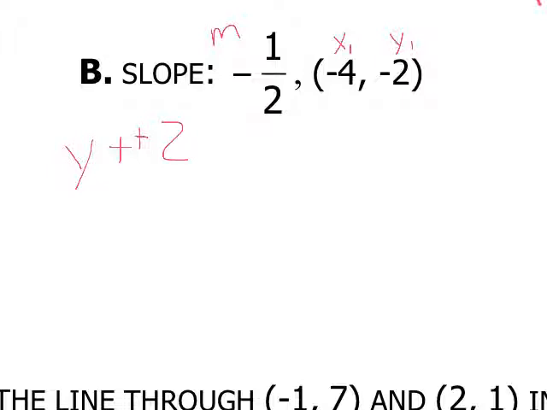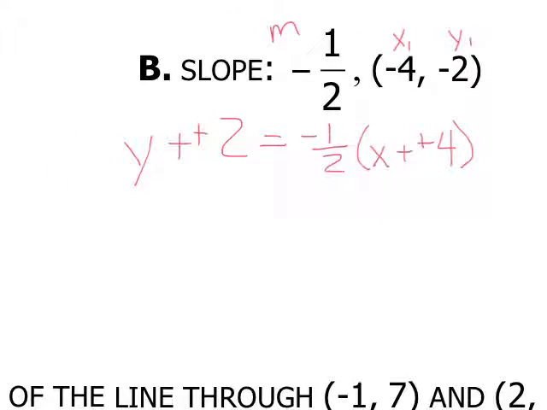Okay, so be careful. So y minus a negative 2 equals m, which is a negative 1/2, parenthesis x minus a negative 4. So again, that minus a negative pops up. It becomes plus a positive. So that is part of my answer. That's my point slope.